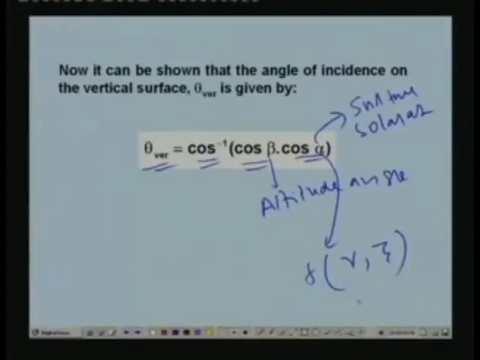So, if you know the orientation of the surface, zeta, and if you know beta and other angles, you can find out gamma. So, from gamma and zeta you can find out alpha, and from your basic latitude, hour angle and declination, you can find out beta, and from this information you can find out the angle of incidence on a vertical surface, theta vertical. And where do you use this information? This information is required to find out the solar radiation incident on a vertical wall.